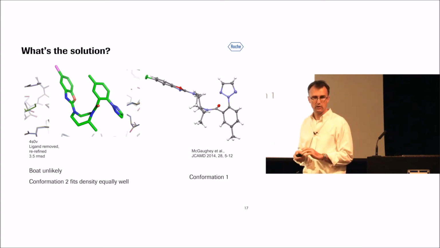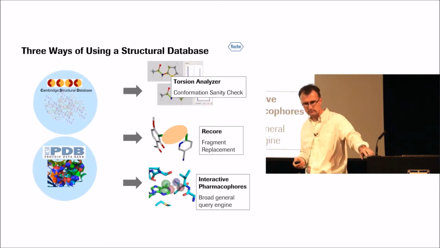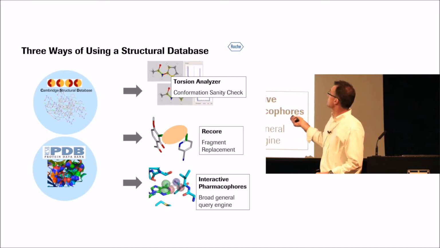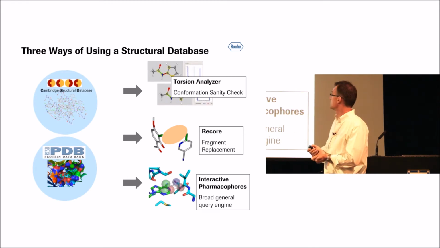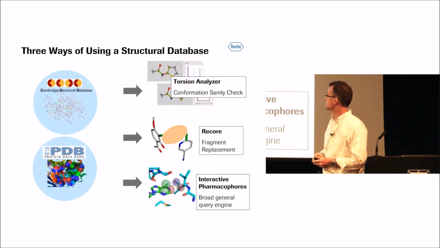So this was part one of what I was going to say, and I'm going to switch to something else. So we've been working quite a bit with various groups, in particular with the CCDC, also with Matthias Rarey's group, on mining structural databases in different ways. And two of the things that came out of this work was the torsion analyzer, so essentially a library of known torsion angles that are important in drug discovery, and a tool for fragment replacement.